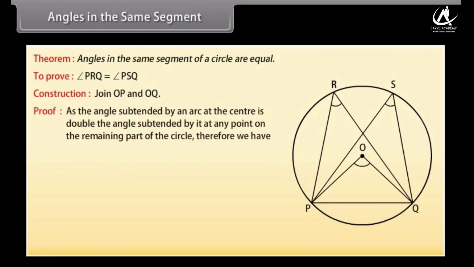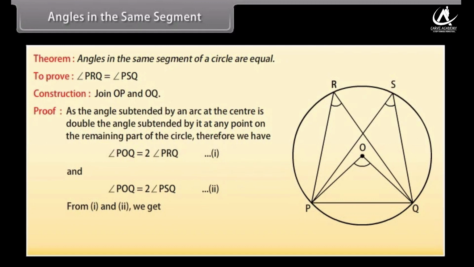Prove. As the angle subtended by an arc at the center is double the angle subtended by it at any point on the remaining part of the circle, therefore we have angle POQ as 2 angle PRQ. Mark it as 1. And angle POQ is equal to 2 angle PSQ. Mark it as 2. From first and second we get 2 angle PRQ is equal to 2 angle PSQ. Therefore, angle PRQ is equal to angle PSQ.